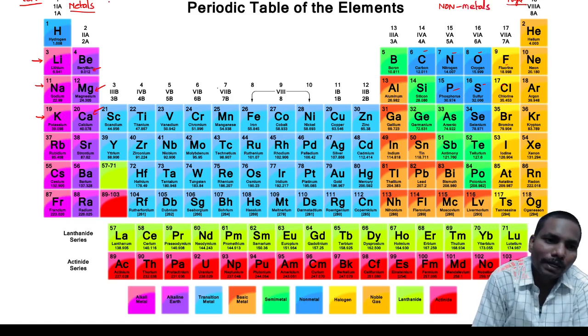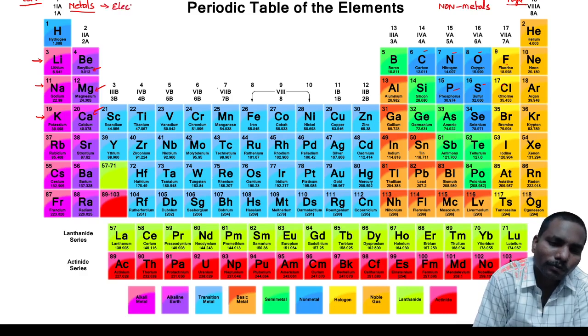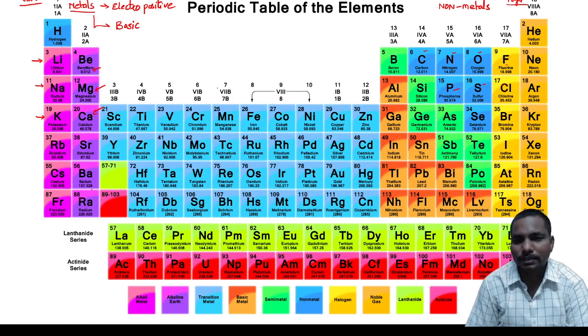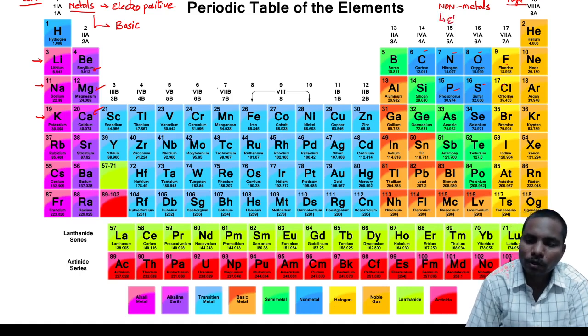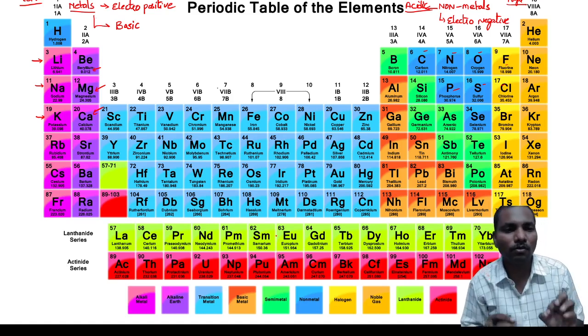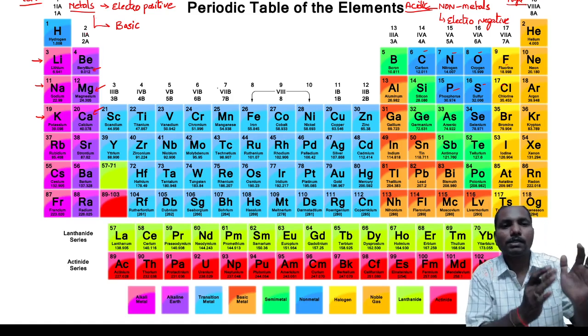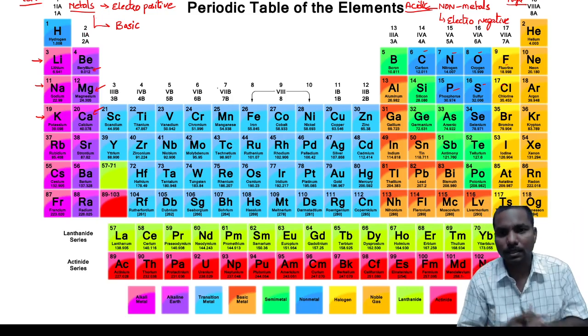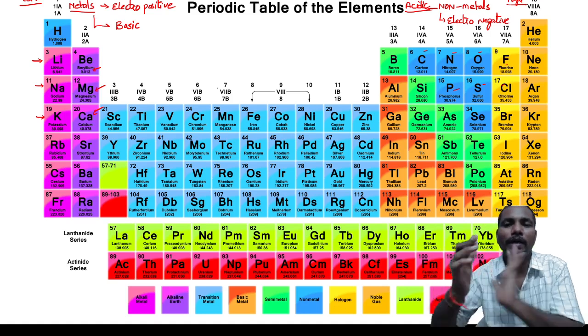Metals have electropositive nature, and metals are also basic in nature, so those are bases. Non-metals are electronegative, and non-metals are also considered acidic in nature. So from this, what did you get, guys? Metals are electropositive and basic in nature. Non-metals are electronegative and acidic in nature.